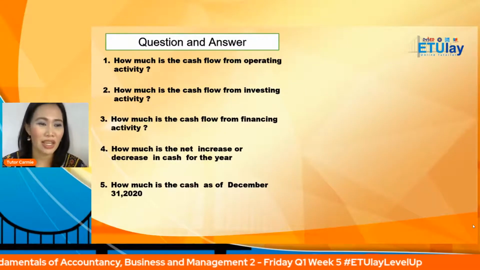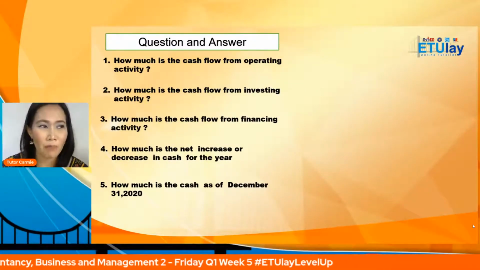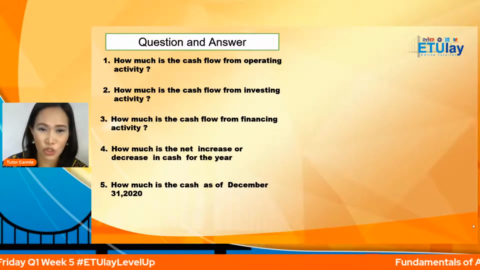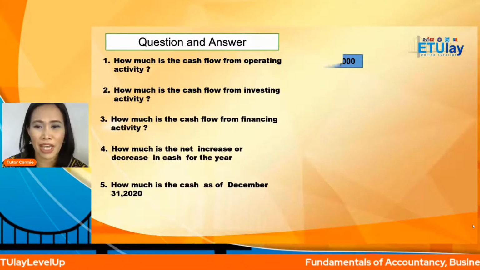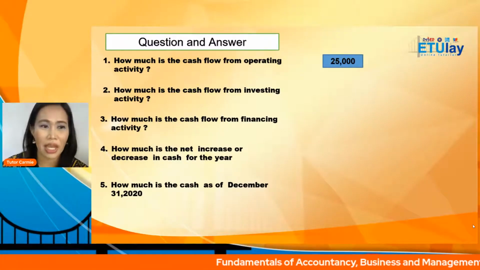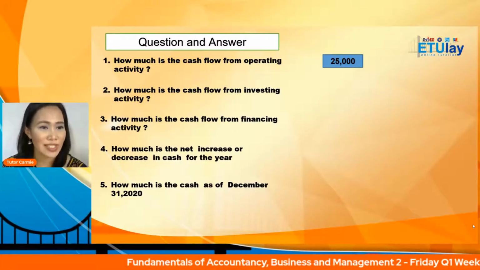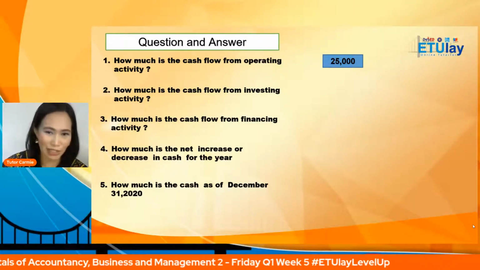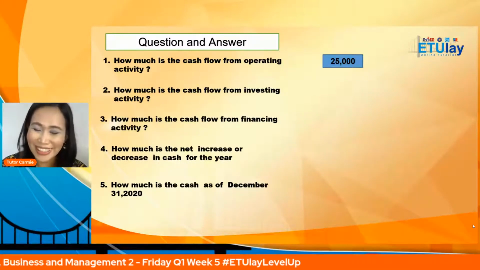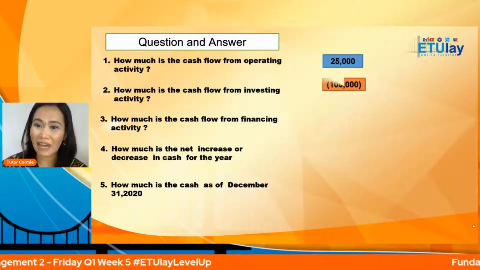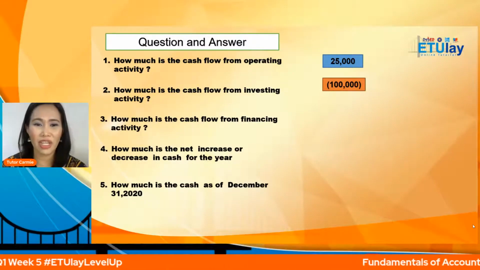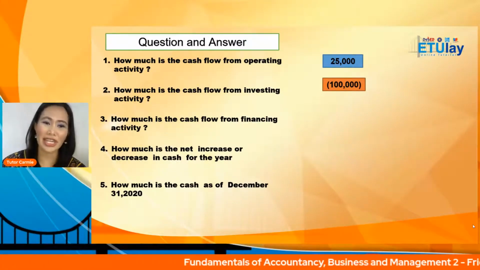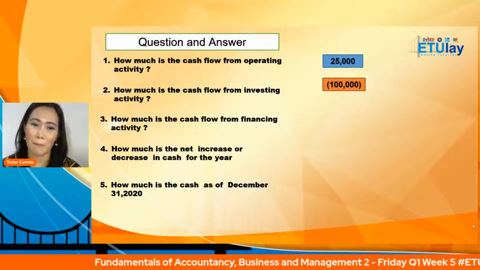Answeran na po natin. So, how much is the cash flow from the operating activity? Pare-parehas ba tayo ng answer? For sure. Pare-parehas, nakapag-prepare tayo. That is 25,000. How much is the cash flow from investing activity? Nakakatuwa po kasi parang feeling ko ang dami talaga pong tama ang sagot. Okay? We have 100,000. Very good. Napakagaling, napakahusay. Okay, how much is the cash flow for financing activity?